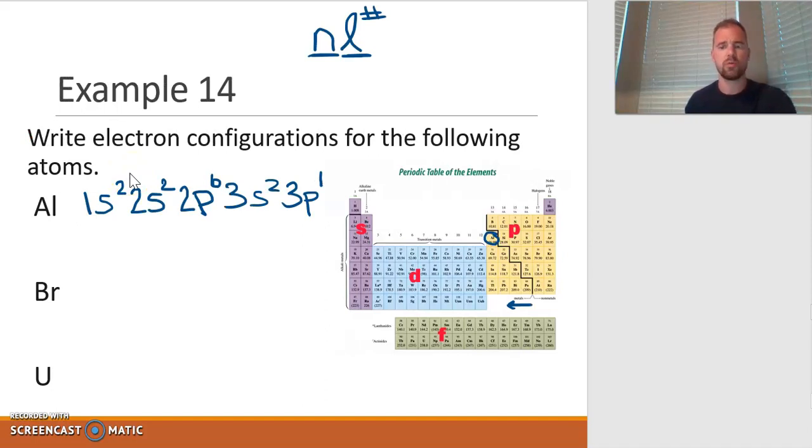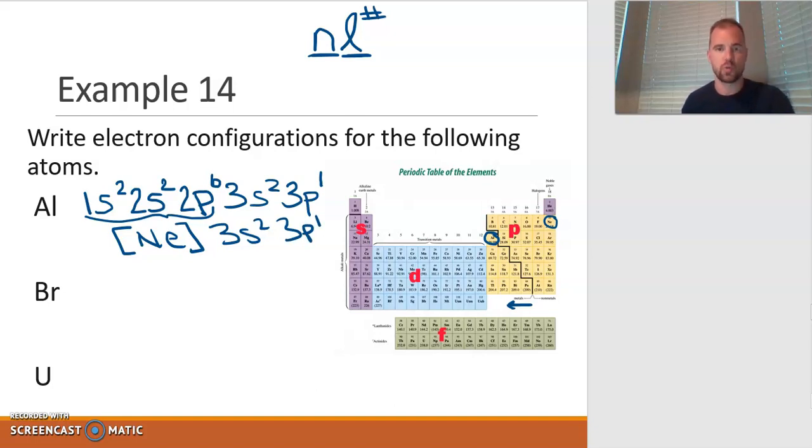What was the last noble gas that we passed before we got to aluminum? It was right here. It was neon. Neon's electron configuration is represented right here. So instead of writing 1s2, 2s2, 2p6, I actually could just write neon in brackets. That would represent this configuration here in the brackets here. And then just add on 3s2, 3p1. By the way, I want you to write shorthand from here on out unless told otherwise. So you don't have to ask me.